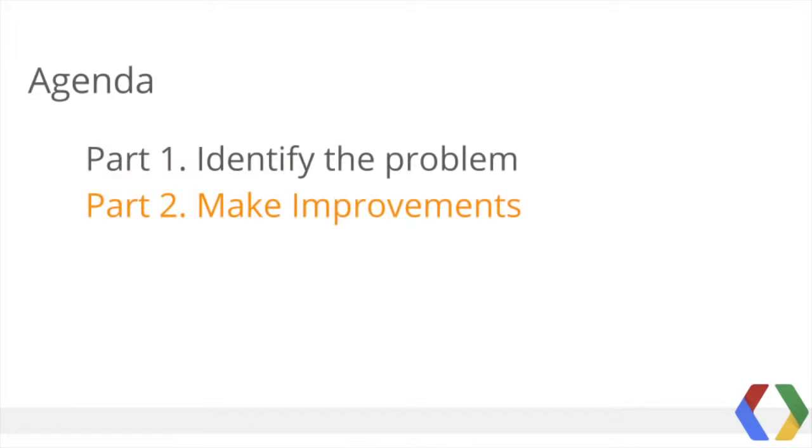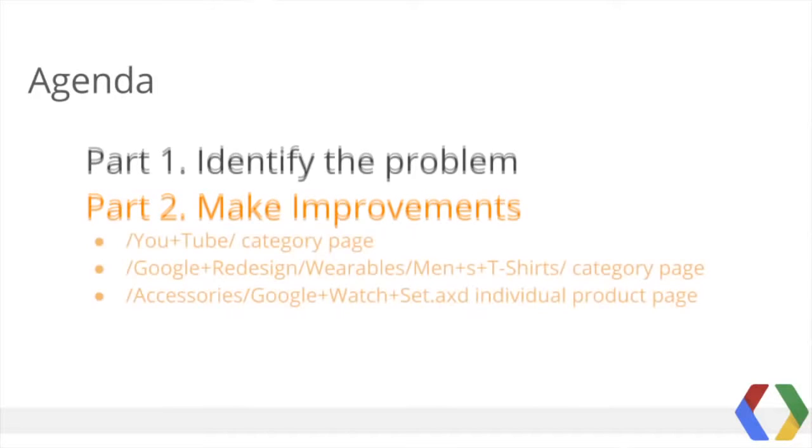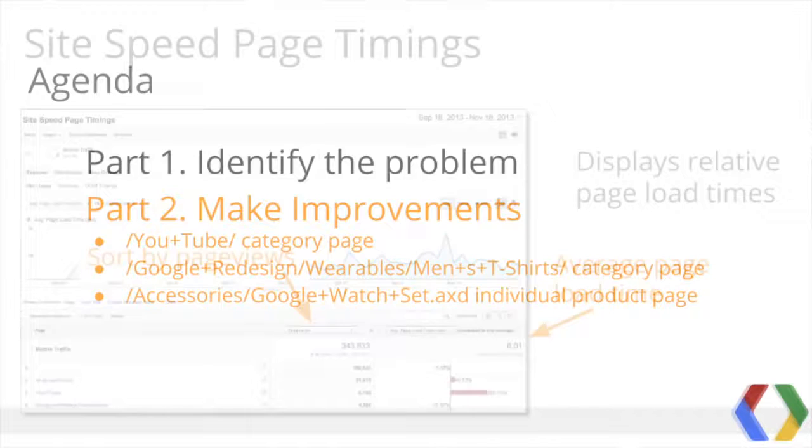Thus far, we identified several high-traffic, poor user experience mobile pages. In the second half of this video, we'll focus on different approaches to making improvements. We'll attempt to improve the 3 pages flagged earlier: the YouTube category page, the Google+Redesign Wearables Men's T-shirts category page, and the Accessories Google Watch Set individual product page.